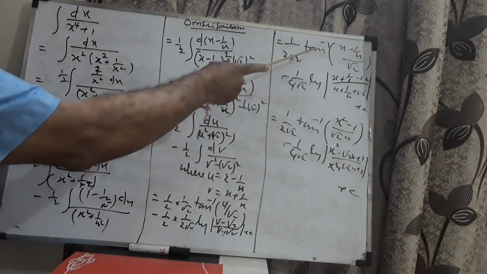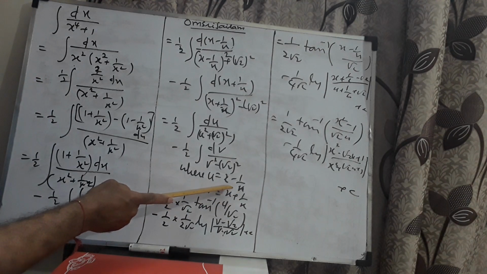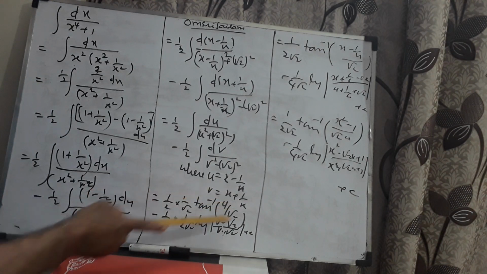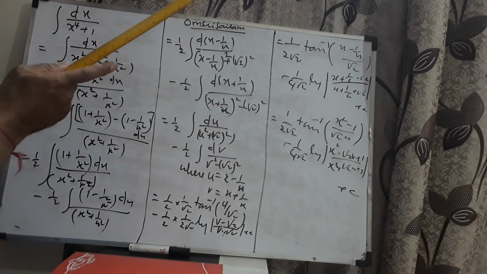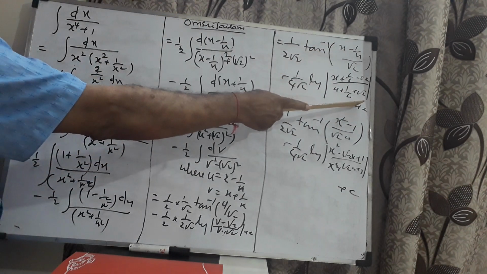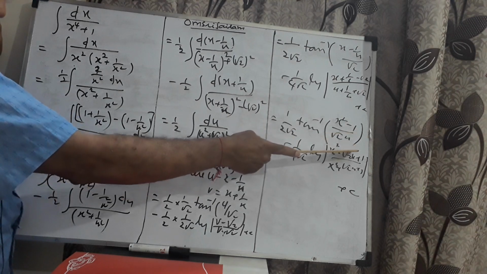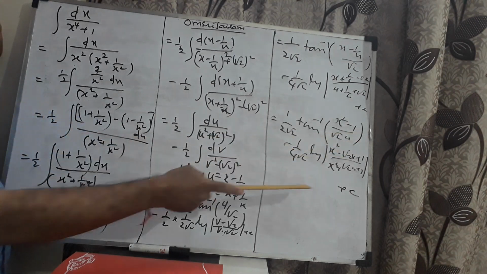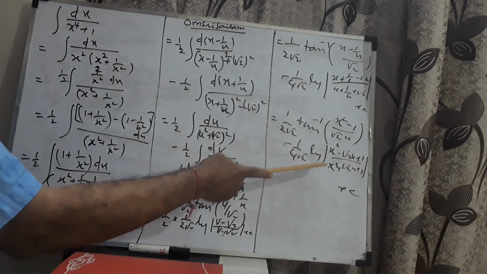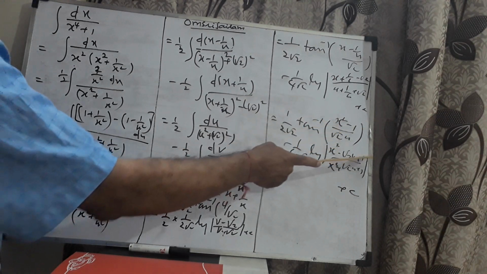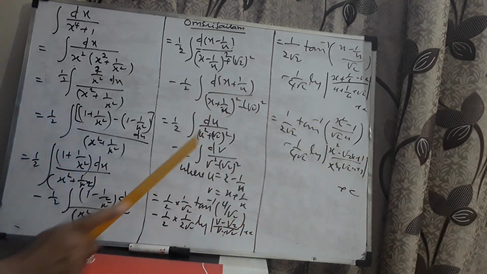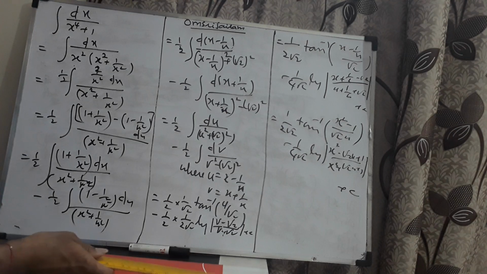Now for 1 by 2 root 2 tan inverse, u is replaced by x minus 1 by x, and v is replaced by x plus 1 by x. After taking the LCM within tan inverse and within log, it becomes 1 by 2 root 2 tan inverse of x square minus 1 by root 2 x, where x is outside the root here, minus 1 by 4 root 2 log mod x square minus root 2 x plus 1 by x square plus root 2 x plus 1, plus c. That will be the final answer.